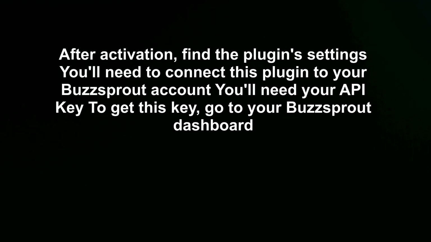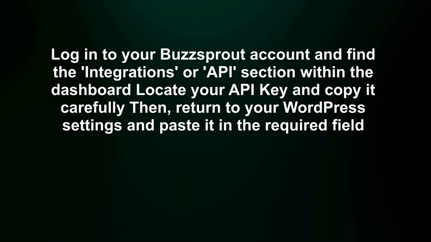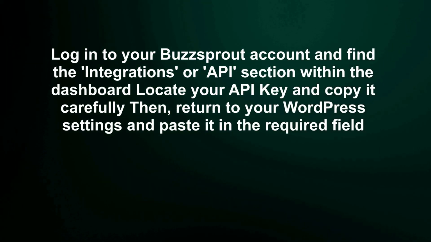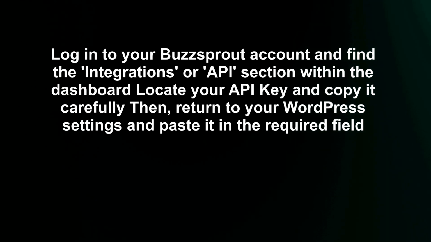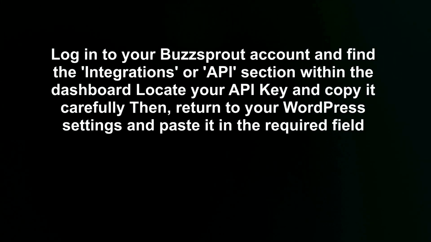To get this key, go to your Buzzsprout dashboard. Log into your Buzzsprout account and find the Integrations or API section within the dashboard. Locate your API key and copy it carefully. Then, return to your WordPress settings and paste it in the required field.